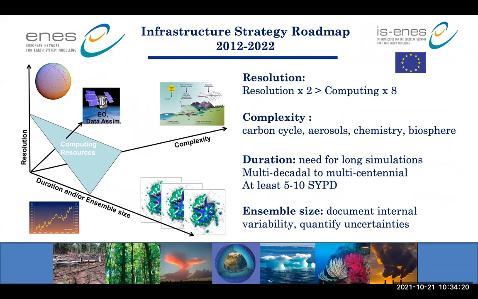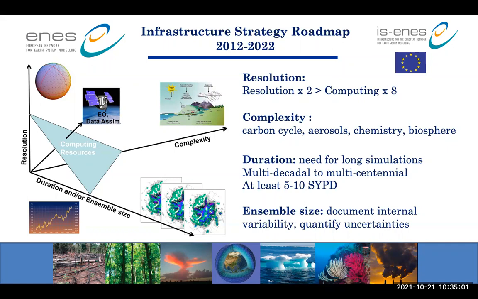Behind the modeling part, behind the capacity that we have to perform simulations, computing is quite key, and there are 4 different aspects where computing power is quite dimensioning. The spatial resolution, for sure. When we increase the spatial resolution by 2, we need computing to increase by a factor of 8. Complexity, if we include the carbon cycle, the aerosol chemistry, the biosphere, that adds to the complexity about a factor of 5 to 10.